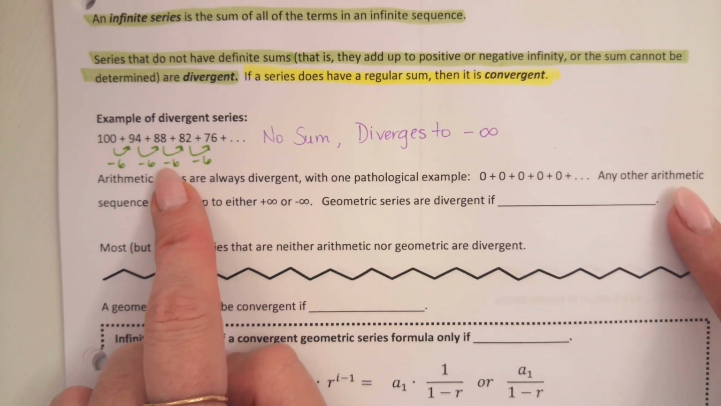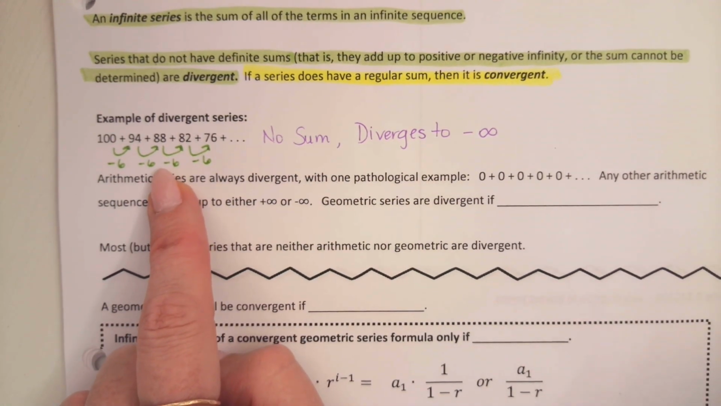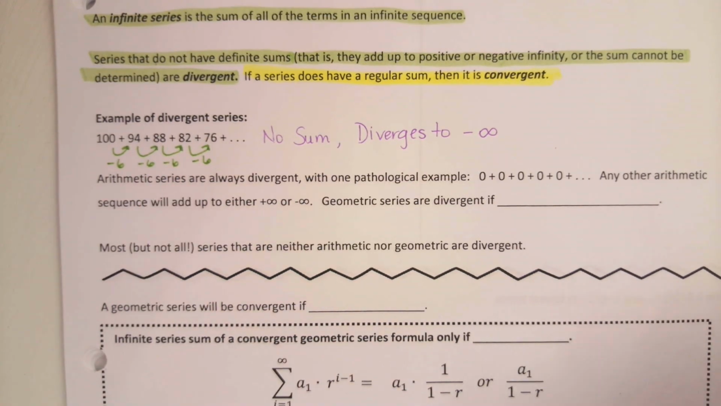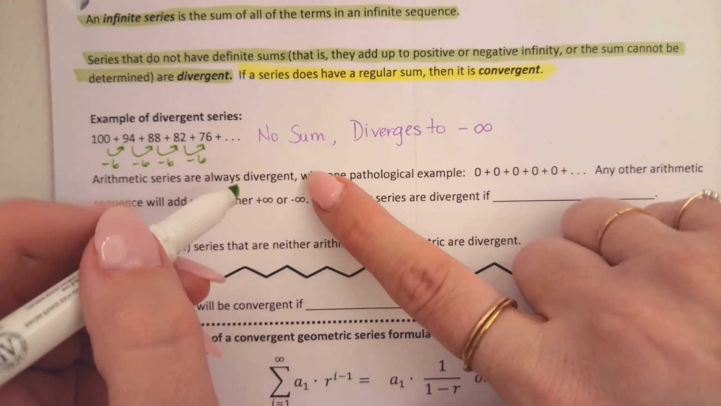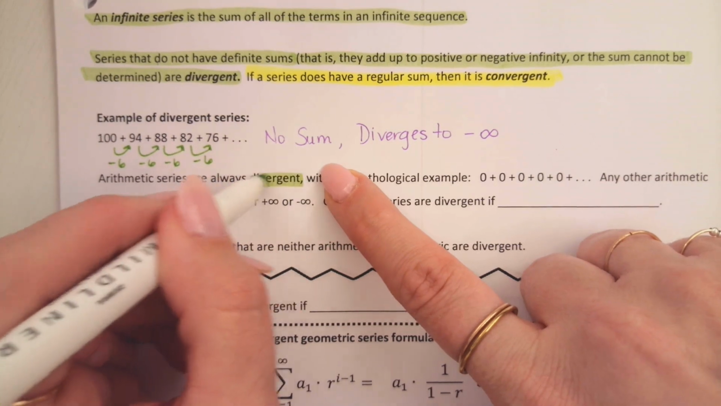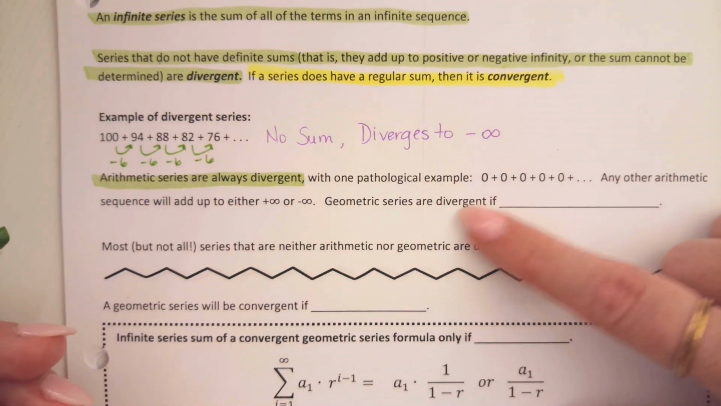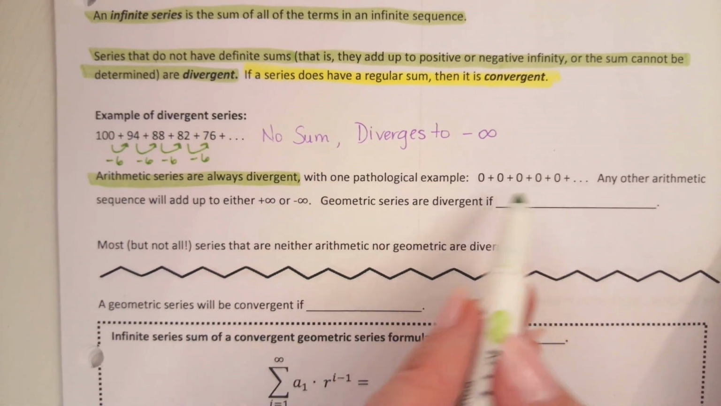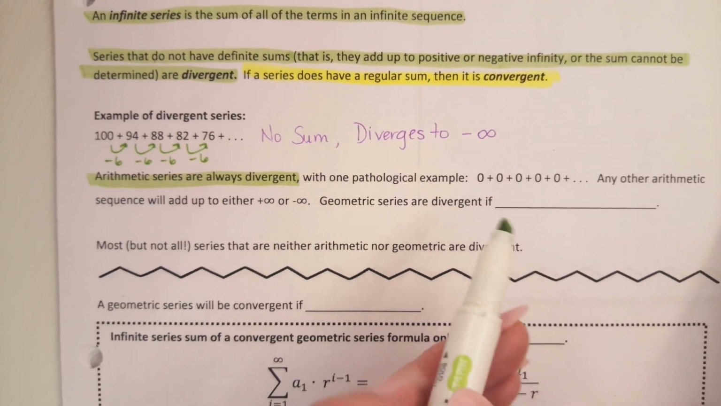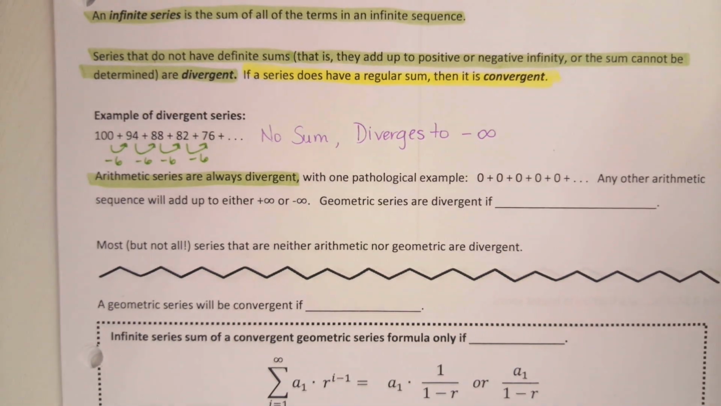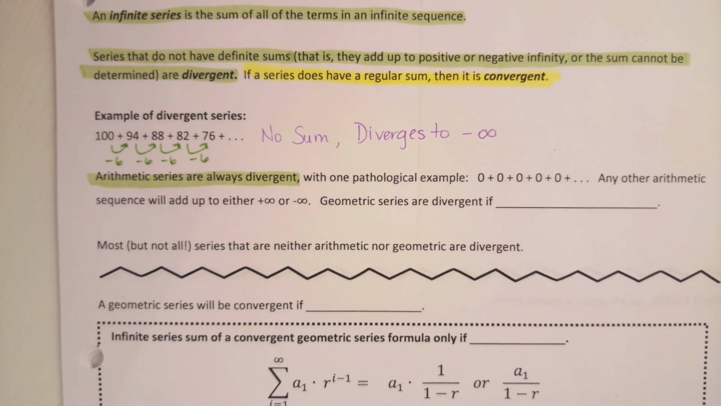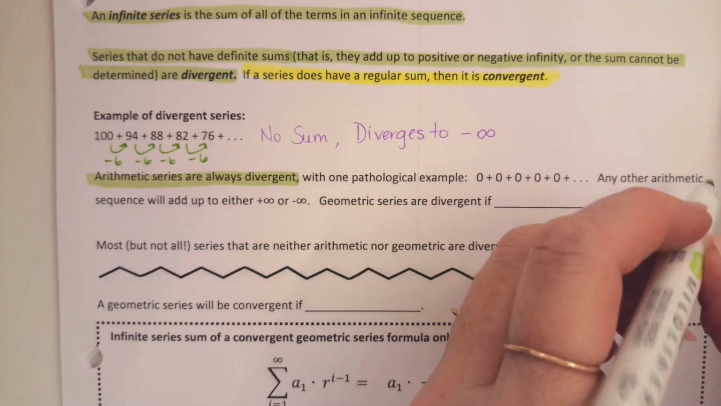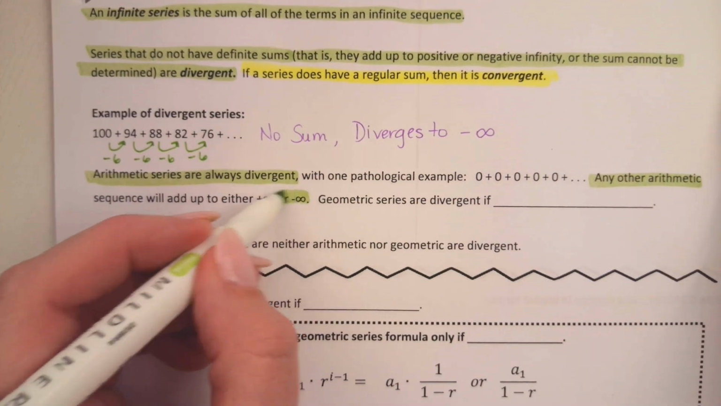Was this sequence arithmetic or geometric? Arithmetic, right. Arithmetic sequences are actually always divergent. They will never have a sum. The only example that goes opposite of that would be 0 plus 0 plus 0 plus 0, which is technically arithmetic. And what would that one add up to? 0. I will never give you a sequence like that, though. But it is the one non-example. Any other arithmetic sequence will add up to either positive or negative infinity.